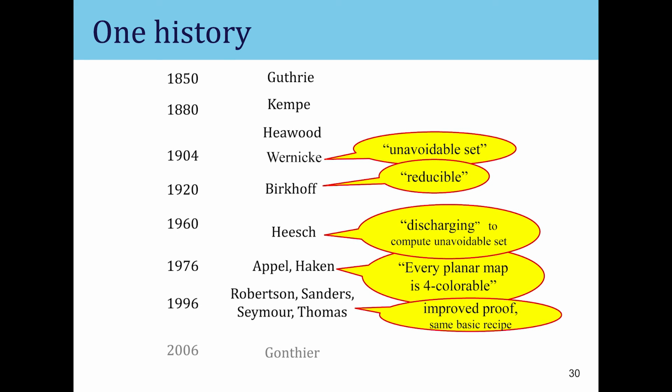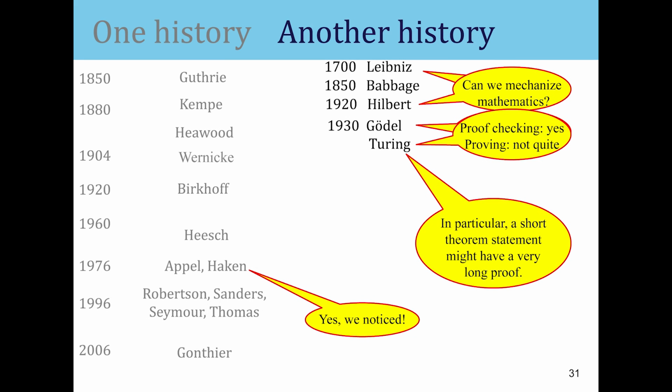And it continued in 1996. Robertson and Sanders and Seymour and Thomas redid the Appel and Haken proof with only 600 configurations and a sort of improved version of the same basic recipe. And then I'll talk later about Gonthier in 2006. But there's another history I want to tell, which is about computing and calculation.